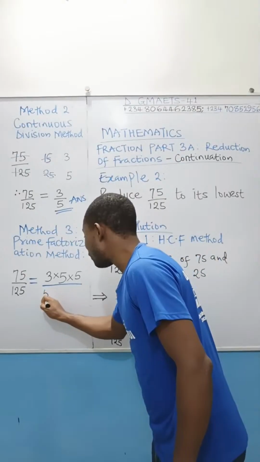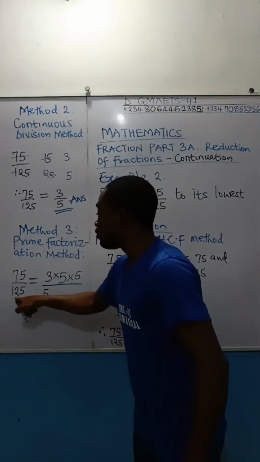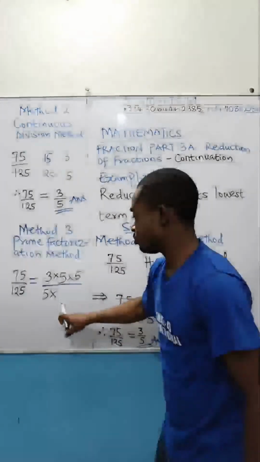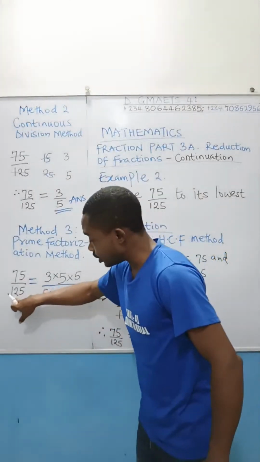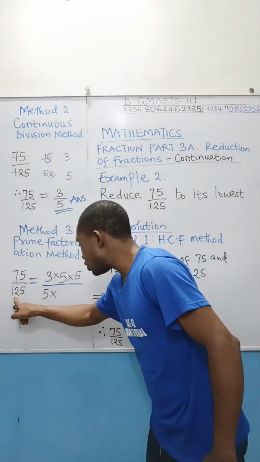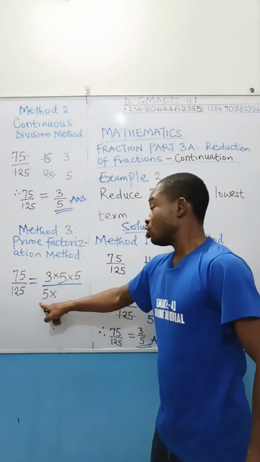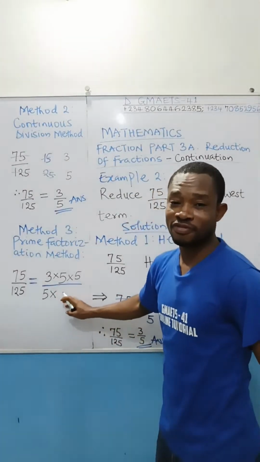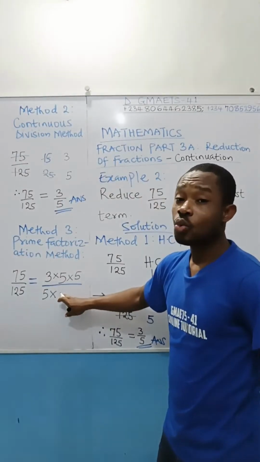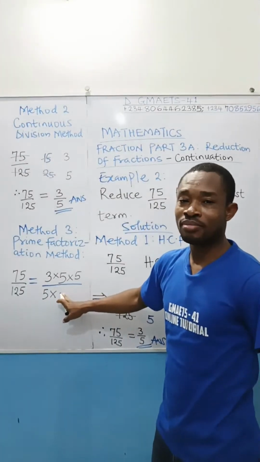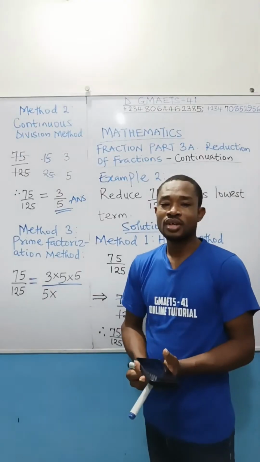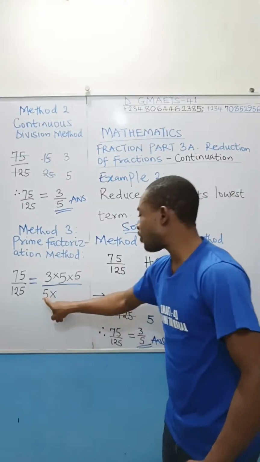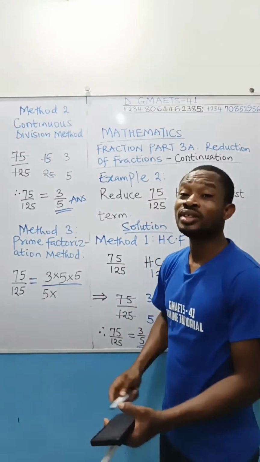So I am going to write 5. If 5 divides 125, the result is going to be 25, because 5 times 25 is 125. So 125 divided by 5 gives 25. Now, I am supposed to write the 25 here if it were a prime number, but 25 is not a prime number. In this method, you're only recording prime numbers. So this 5 times 25, that 25 will be broken down again.